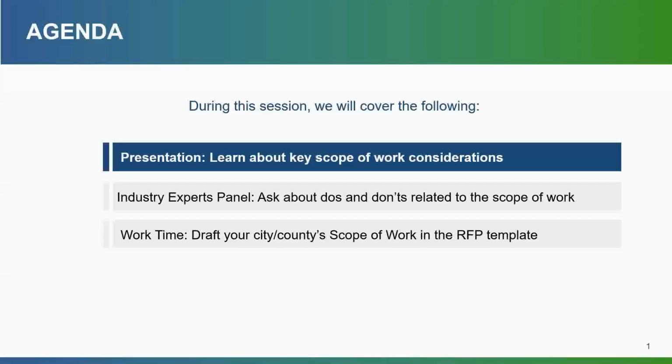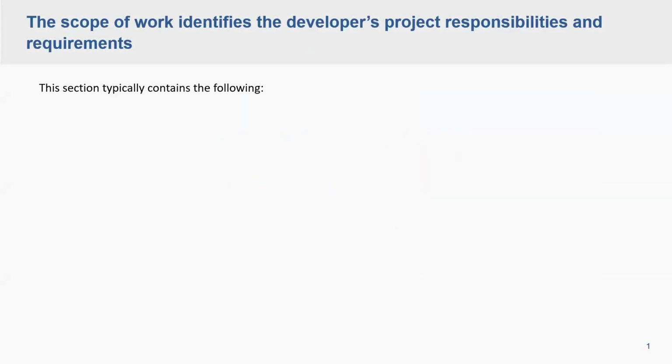And then lastly, we'll wrap up with some work time for you all to start drafting your city or county's scope of work section in the RFP template. So the scope of work section identifies the developer's project responsibilities and requirements.